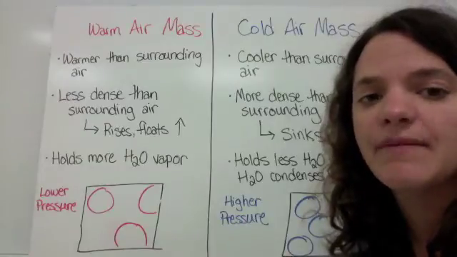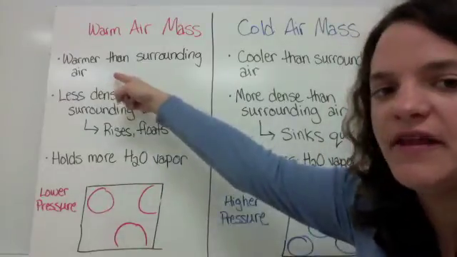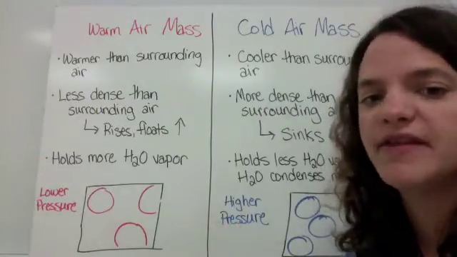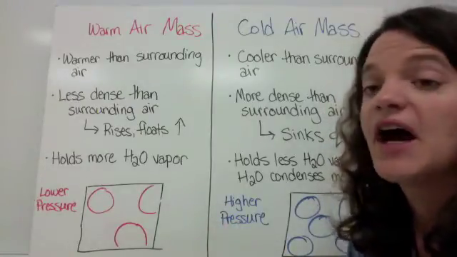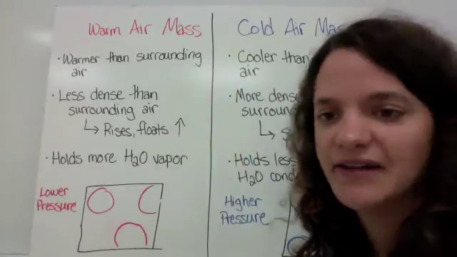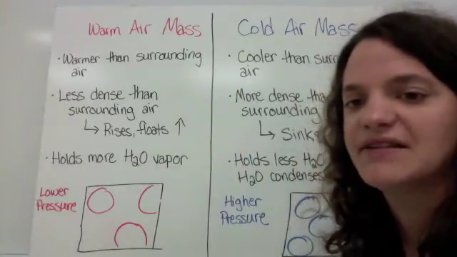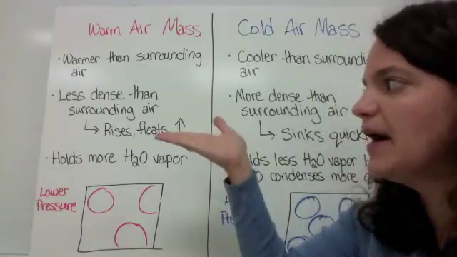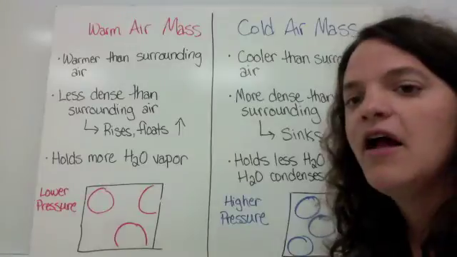So a warm air mass is going to be warmer than the surrounding air. Okay, that's what it has in common. It's warmer than the surrounding air. Because it's warmer, it's also going to be less dense than the surrounding air. And because it's less dense, it's going to actually rise and float above the surrounding air.